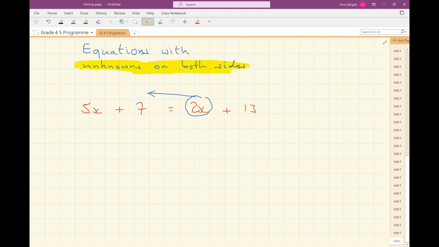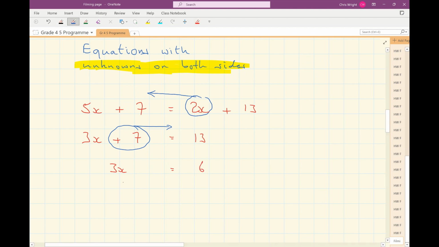So on the left-hand side, I used to have 5 x's, but I'm taking off 2x, so I've now got 3x plus 7. And on the right-hand side, I floated and pinged the 2 x's, so I've just got 13 left. And now, this is looking like an equation we can solve. Float and ping the plus 7, it becomes a minus 7. So 3x equals 13 minus 7 is 6. And then escalate down the 3, x equals 6 divided by 3, which is 2.